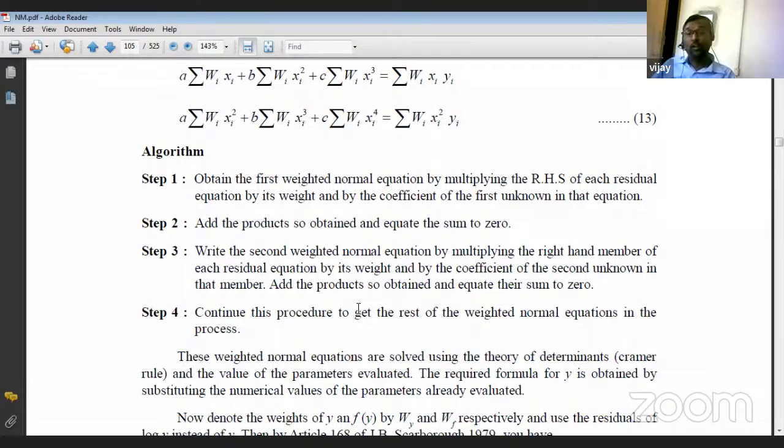So these are the steps of the algorithm. Step 1: write the first weighted normal equation by multiplying each residual expression by its weight and the coefficient of the first unknown in that equation. Add the products and equate the sum to zero. Write the second weighted normal equation by multiplying each residual equation by its weight and the coefficient of the second unknown in that equation. Add the products and equate the sum to zero, and continue this procedure to get the rest of the weighted normal equations.